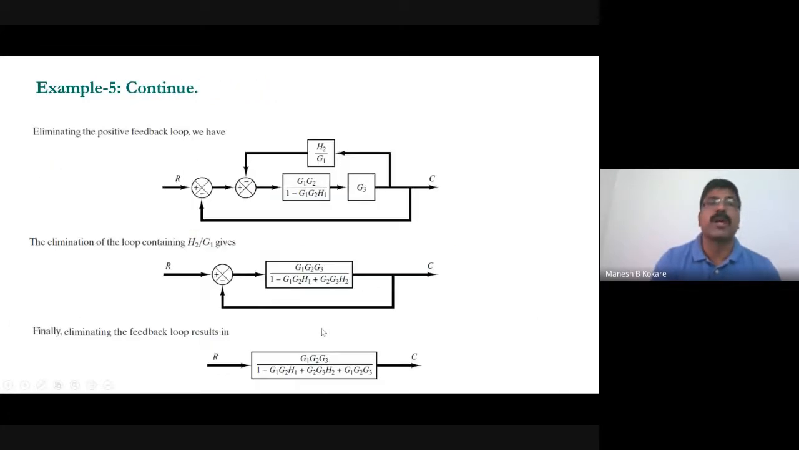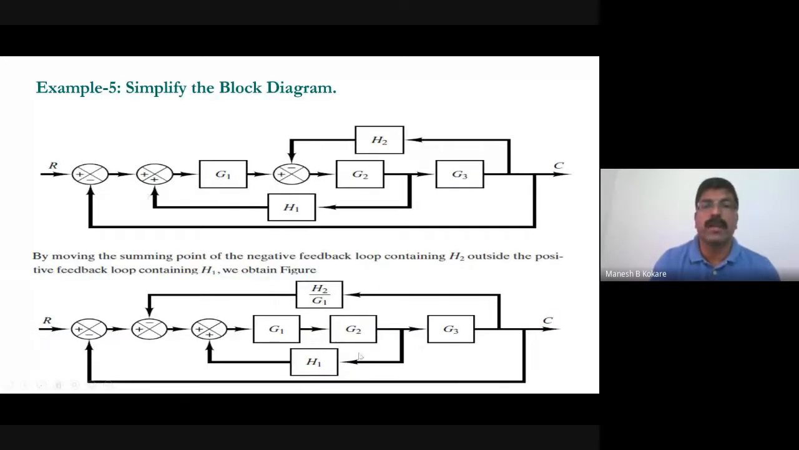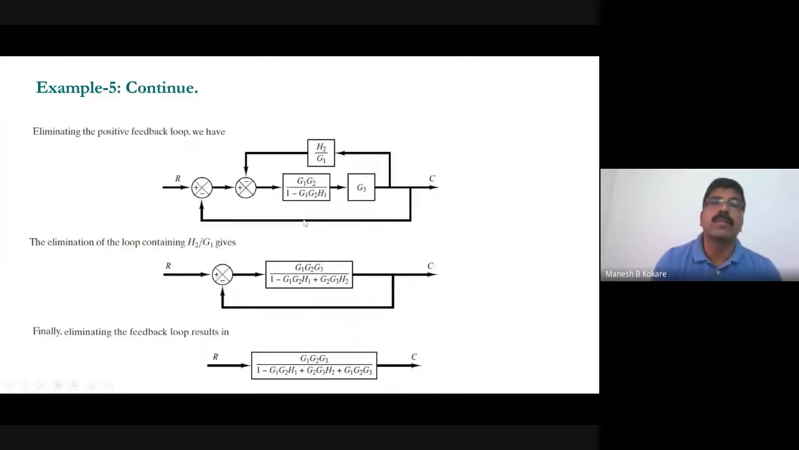Now you have reduced this G1 G2 and H1 into a single block, G1 G2 divided by 1 minus G1 G2 H1, because this is in cascade and then the whole thing is in a loop. Then after that G3 will be in cascade. You can reduce these two blocks into a single block just by multiplication of the individual transfer functions. So G1 G2 G3 divided by 1 minus G1 G2 H1.